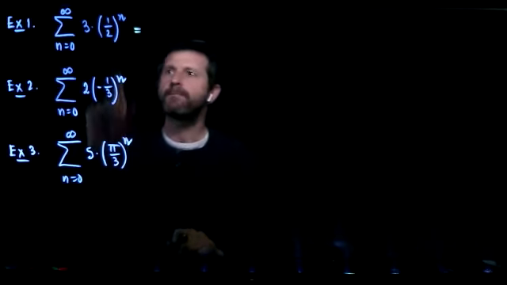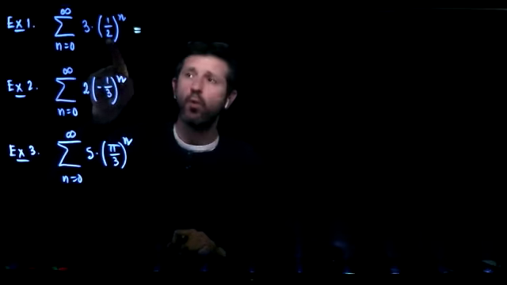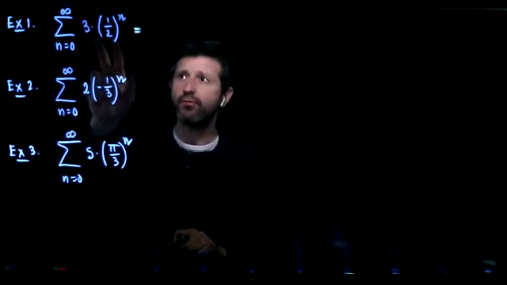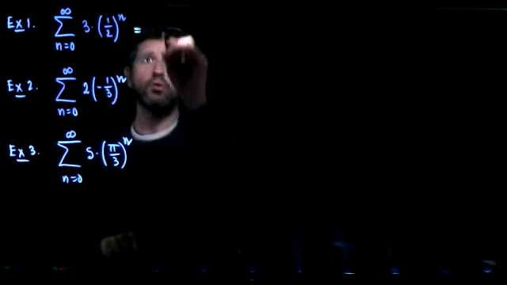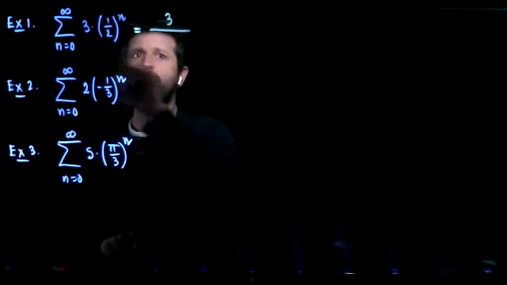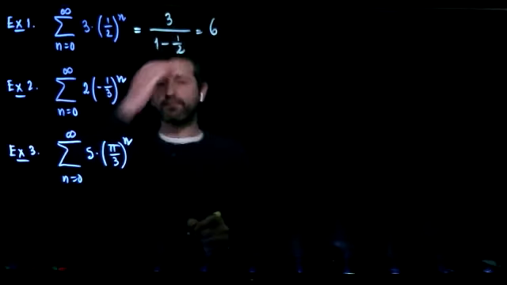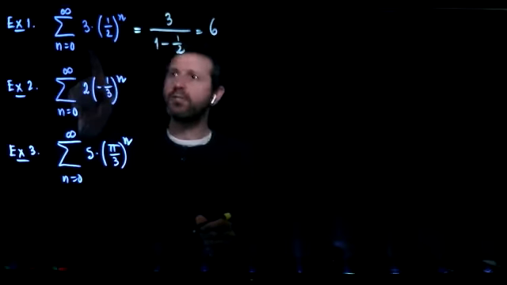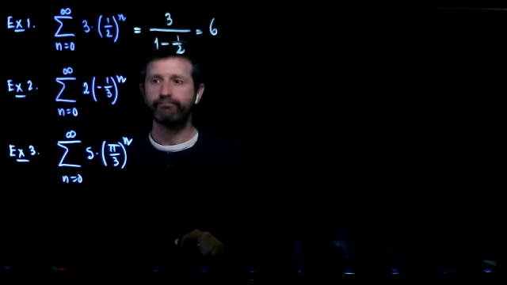So r is 1/2. 1/2 is less than 1. Therefore, this series converges. Good? So it converges to a, which is 3, over 1 minus r, so 1 minus 1/2. And that gives you 6. So this series approaches 6. Easy enough?